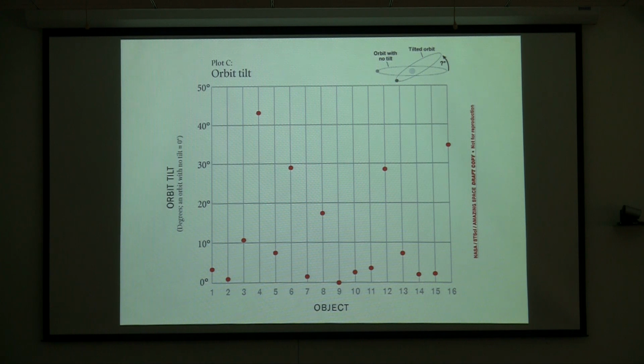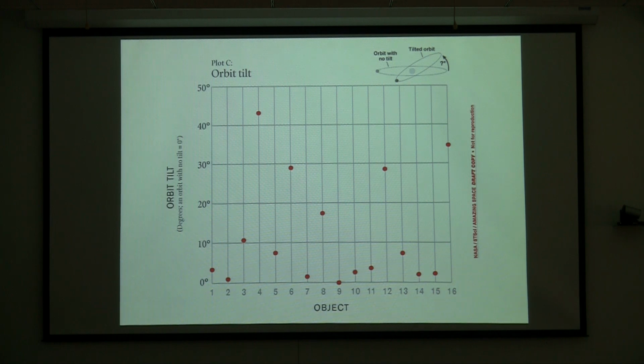I would say that the majority of them have a smaller tilt. Okay, the majority have a smaller tilt. We want to quantify that: what does small mean? Around 10 degrees or less, right? Okay, that's good.